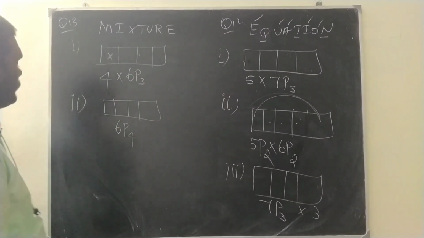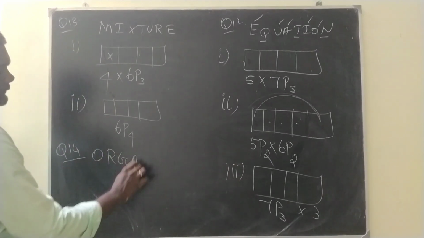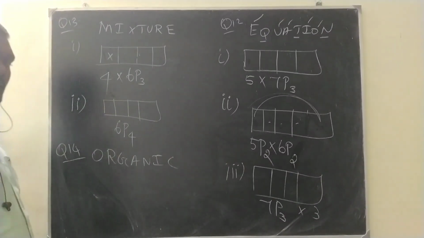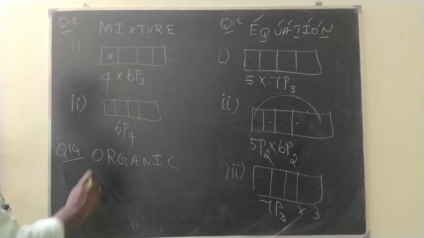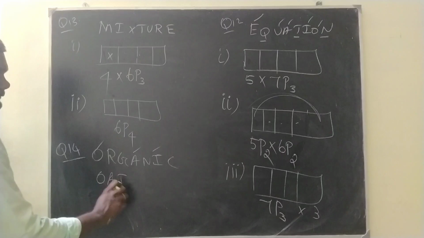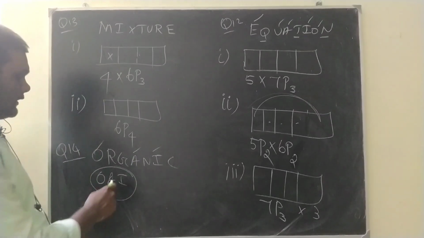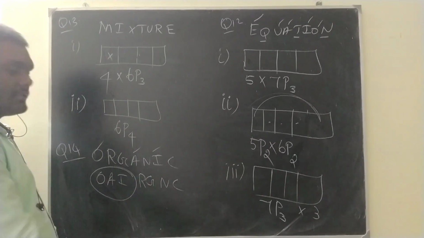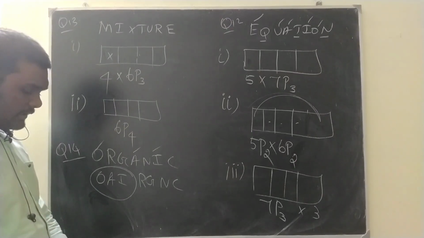Question number 14. Arranging the letters of the word organic so that all vowels come together. How many vowels are there? This thing we can consider as 1. Then the remaining R, G, N, C. So totally how many elements we are arranging? 1, 2, 3, 4, 5. 5 elements. So how many ways this can be arranged?